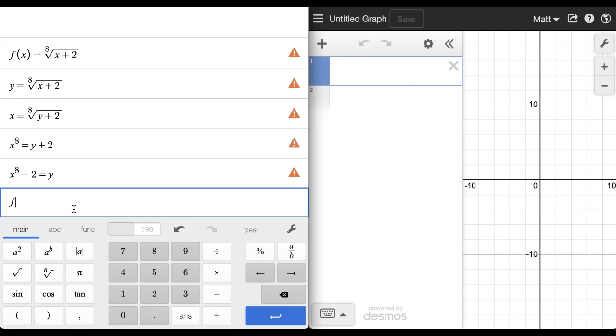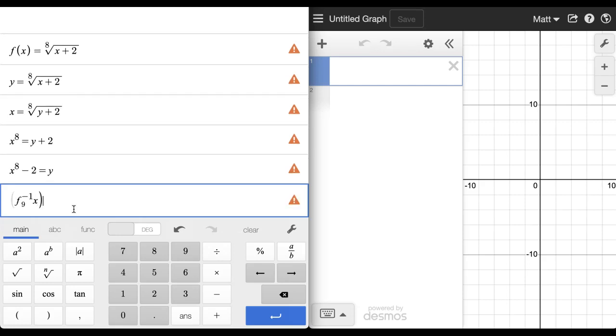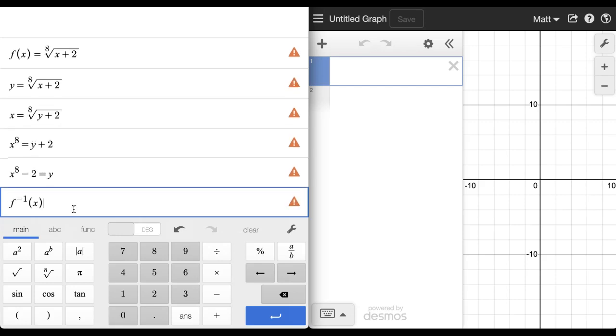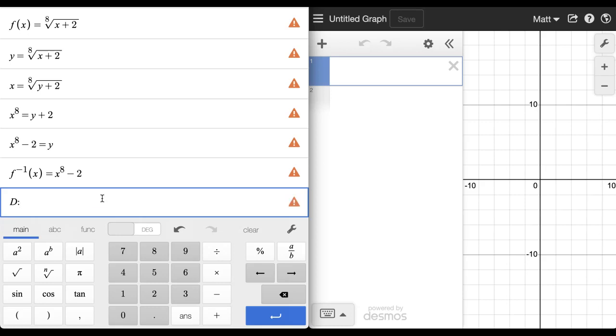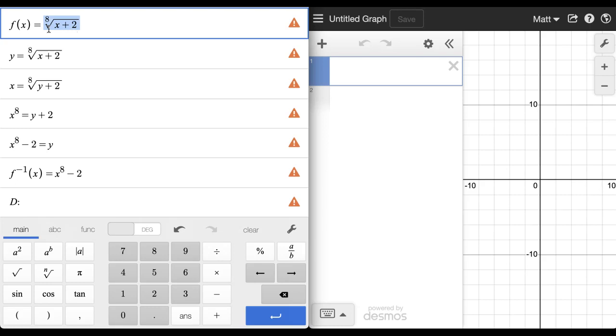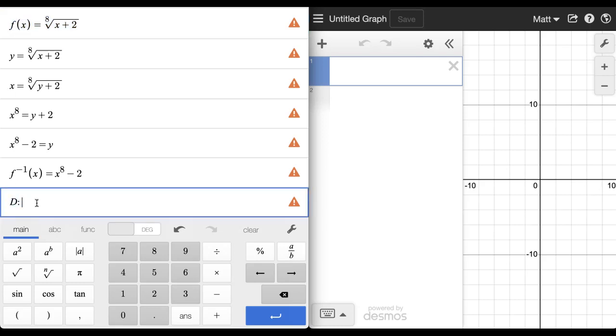And again, if we wanted, we could use this notation: inverse of x is equal to x to the power of 8 minus 2. So these are the same thing, y equals or the inverse. Okay, and on to the domain, same thing. Because we're switching x and y, the range of your original function should be the domain of the inverse.